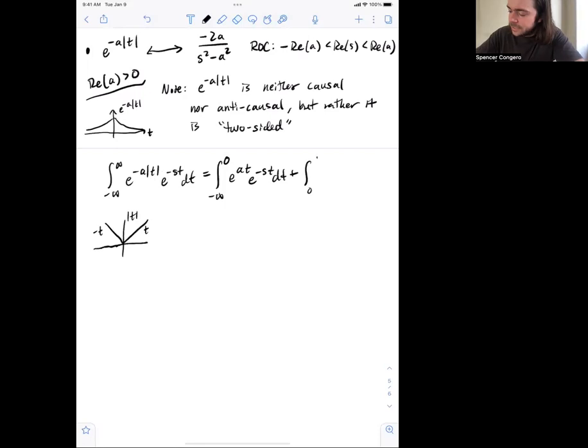And what about when t is positive? Well, then the absolute value of t just equals t. So I plug that in, e to the negative at, e to the negative st dt. Right, so you just consider two cases.